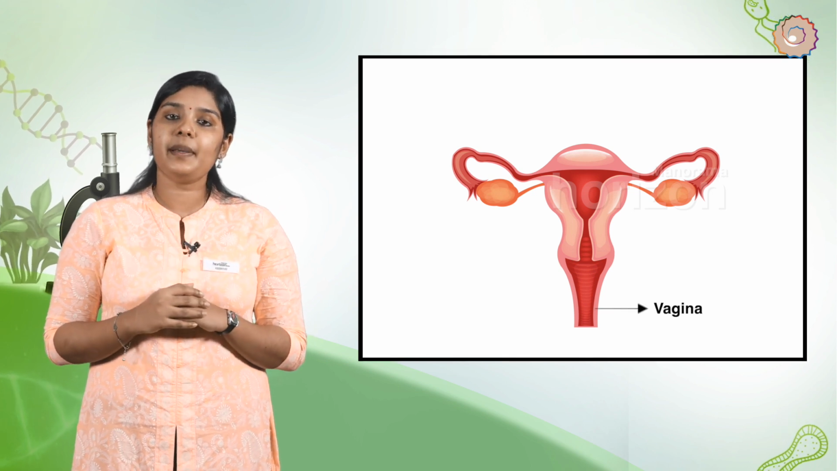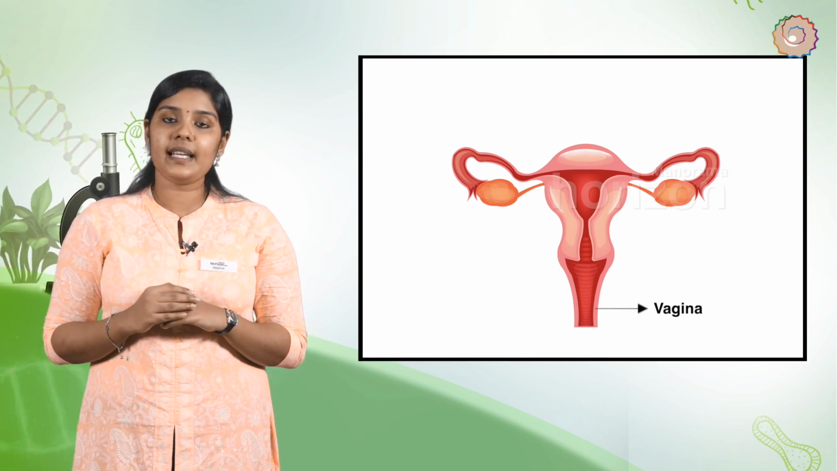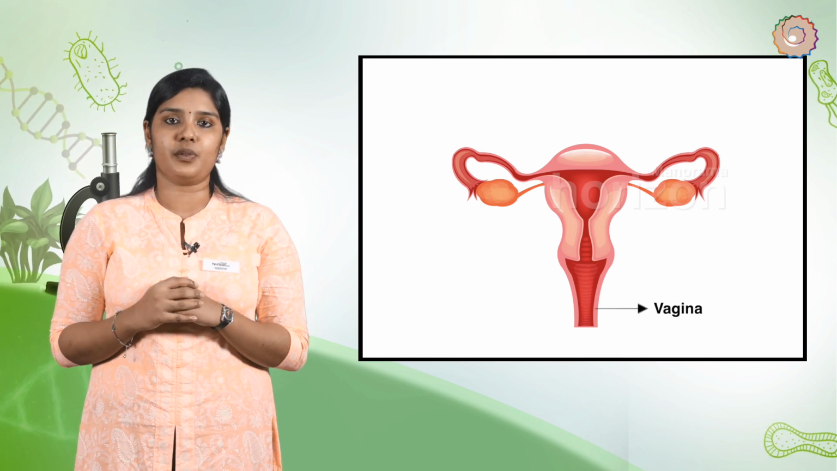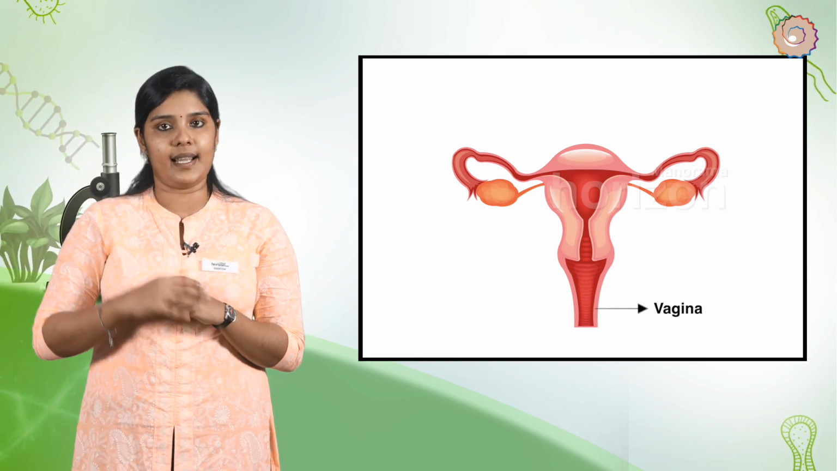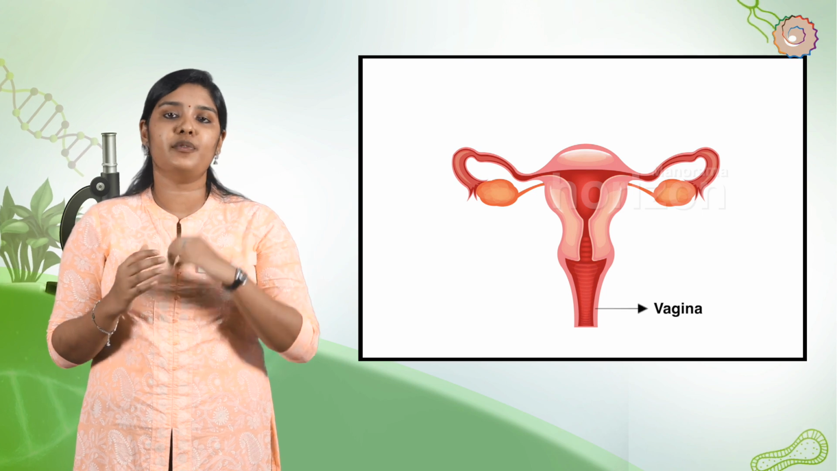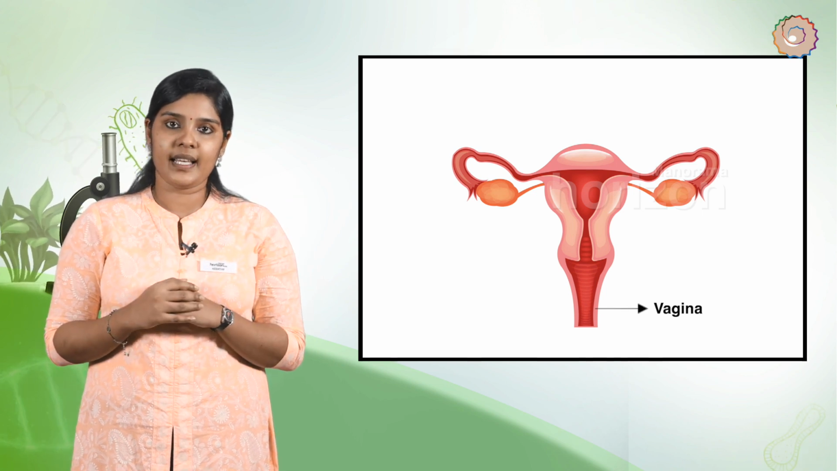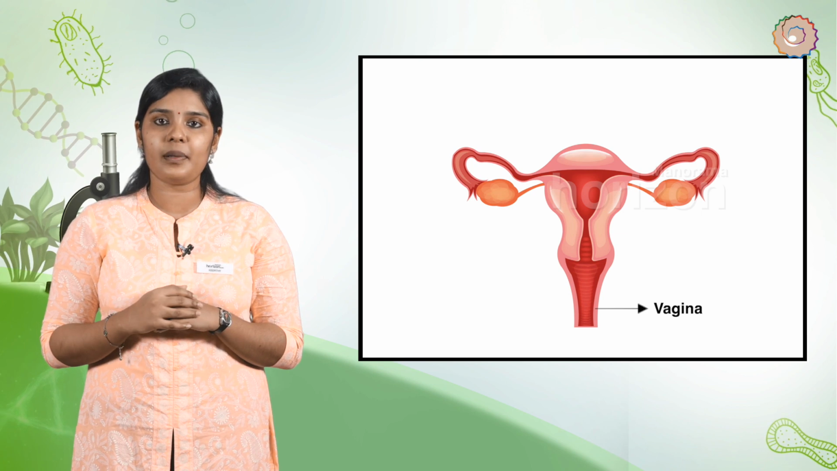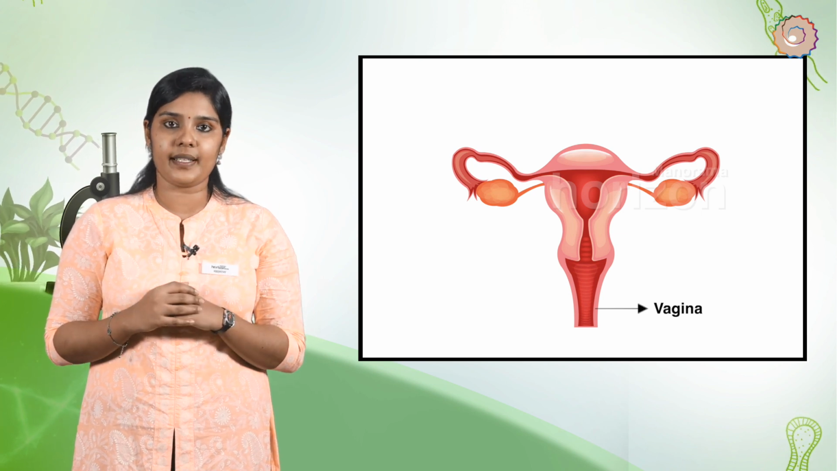Vagina. It is the female copulatory organ. The vagina receives penis during intercourse. It acts as a birth canal through which a baby leaves a woman's body during childbirth. It is the route through which menstrual blood leaves the body during periods.